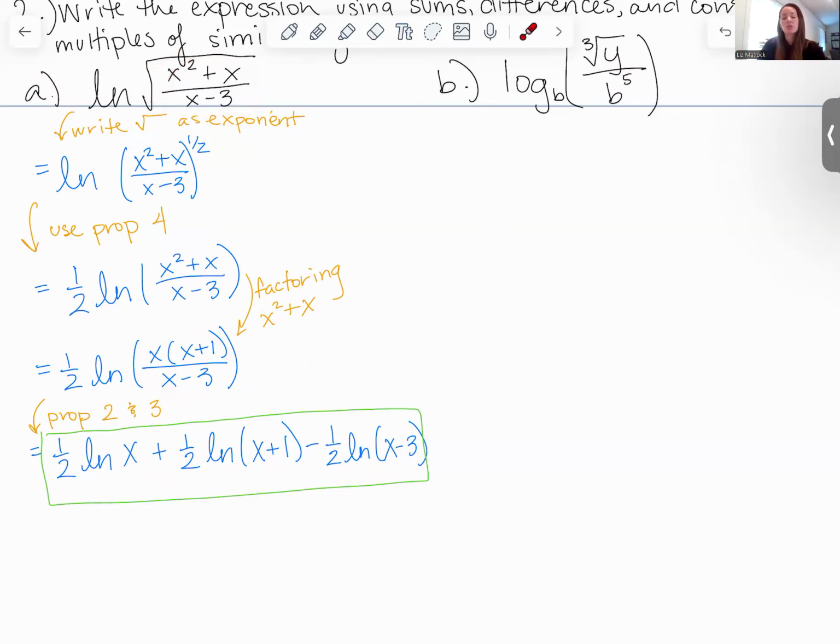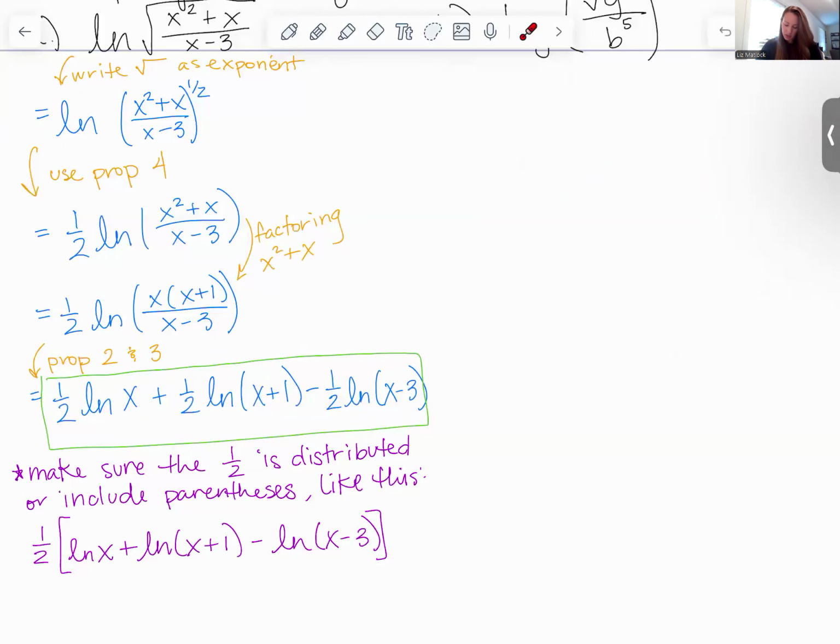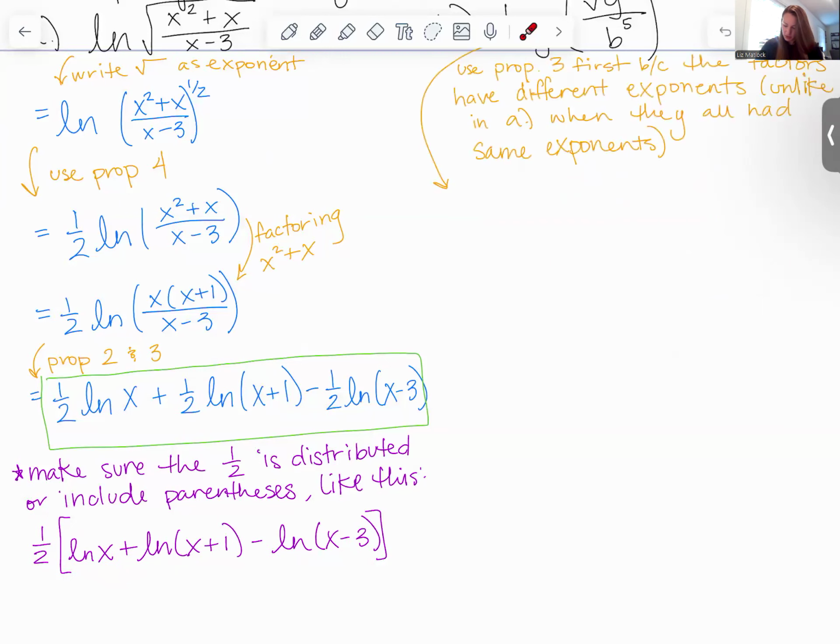So make sure you distribute that 1/2 or keep it with every single term, either way. The other option is that you could leave it in parentheses and have the 1/2 out in front of everything. So that's another option. So 1/2 times all of ln of x plus ln of x plus 1 minus ln of x minus 3. That is another totally fine answer.